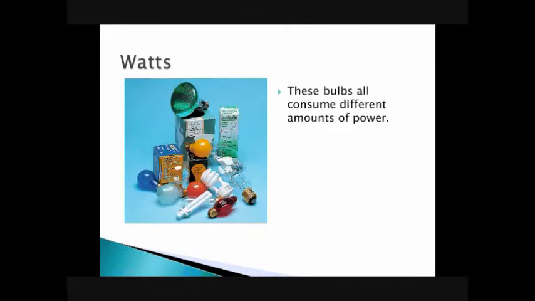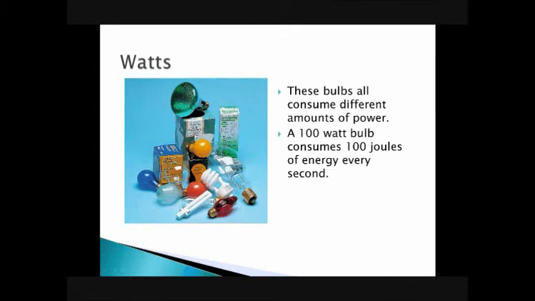Now, when you say the word watt, I think the most common thing that pops into people's minds is light bulbs. We have 20 watt, 40 watt, 50 watt, 100 watt, whatever. And what that watt means is how much energy they consume each second. So this 100 watt bulb, this yellow bulb, uses 100 joules of energy every second. And all these bulbs might be different wattages, and they use different amounts of energy every second.